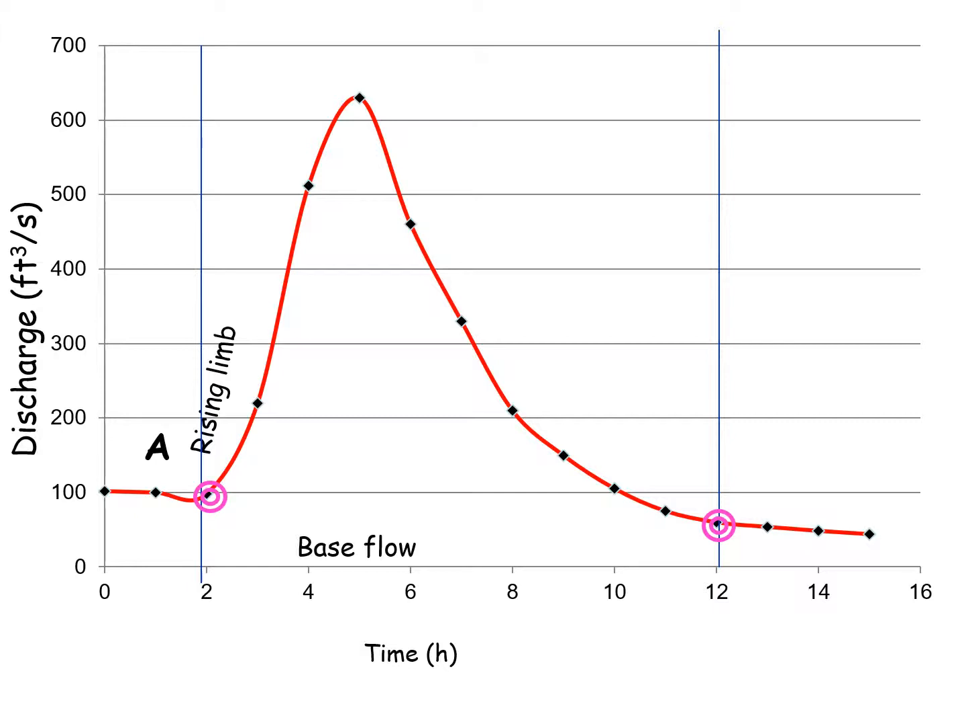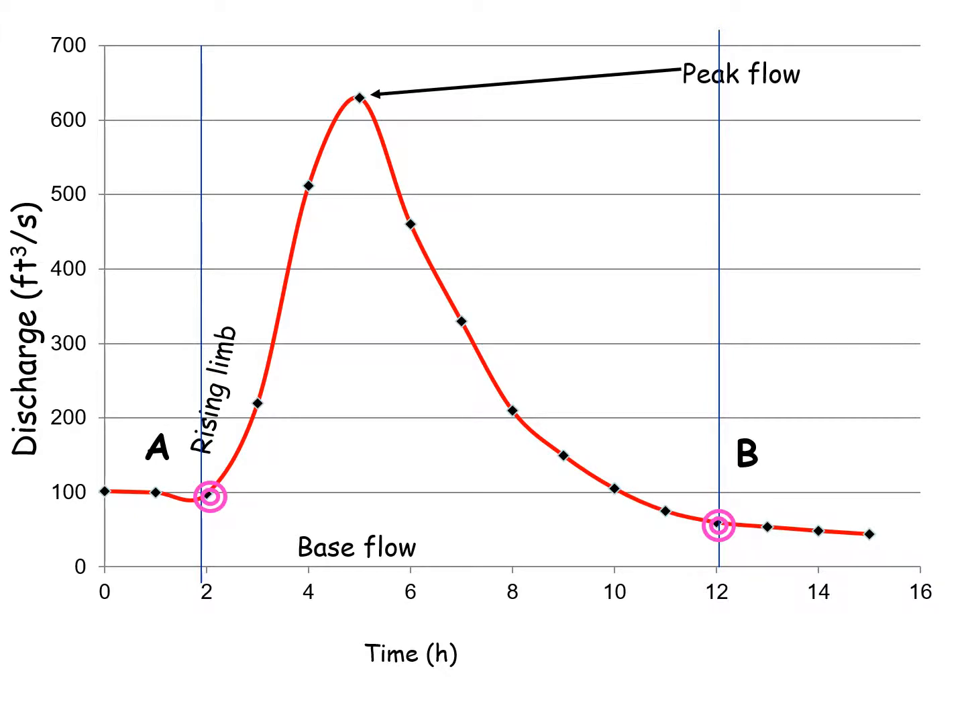Point B, you can find from the peak point. You need to find N, the number of days to point B, or why we pick 12 hours here. As you see, the recession limb is a curve up to hour 12. After hour 12, it is a straight line. Where we switch from curve to straight line, that is point B.